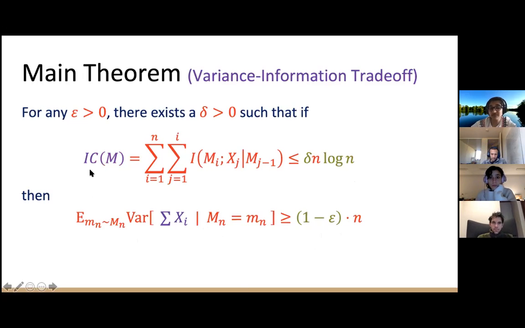So that is, if the information cost of M is less than or equal to delta n log n, then at the end of the streaming algorithm, seeing the output of the algorithm, we would not be able to estimate the count successfully, because the variance of the input stream conditioned on that output is still very large. It's almost close to the maximum possible variance.